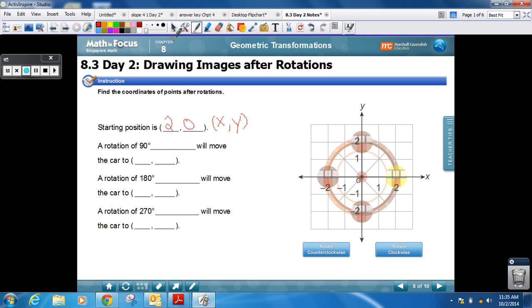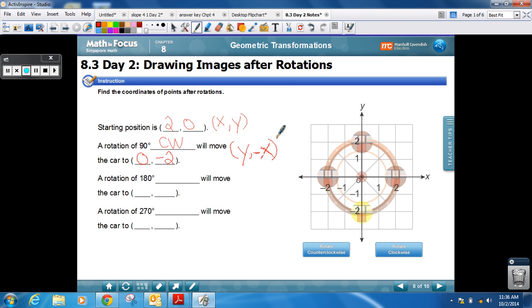A rotation of 90 degrees clockwise will move the car to, so if I take this yellow car and I'm moving it 90 degrees clockwise, it moves it to 0, negative 2. Well, if we do that, 0, negative 2, it flip-flopped the x and the y, and it also did the negative, or the opposite of the x, because it changed that 2 to negative 2.